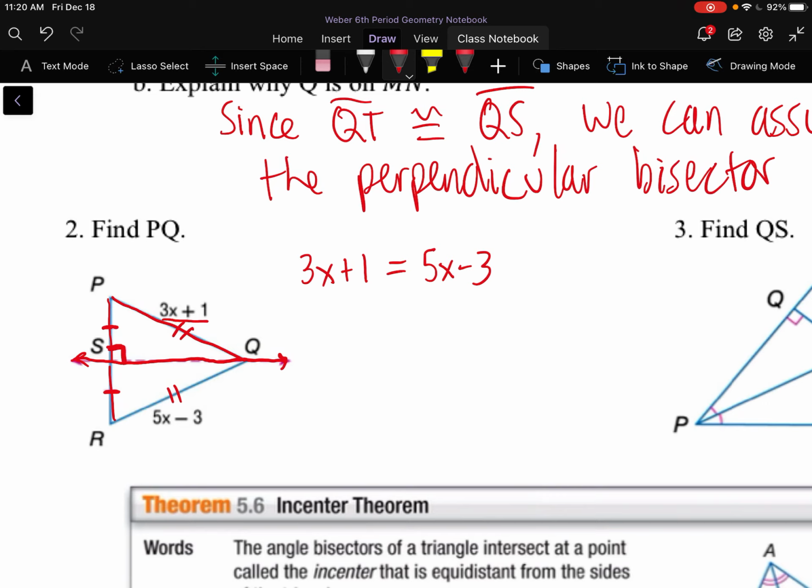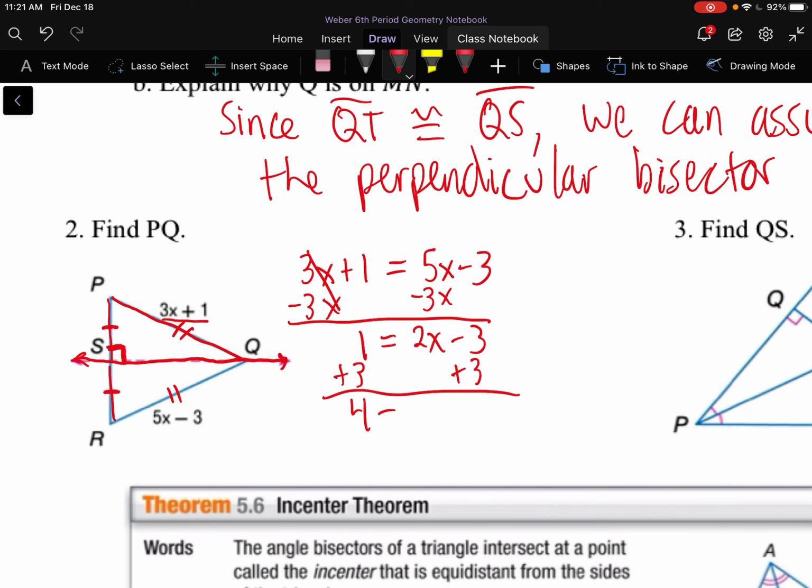Now we have an equation where we can solve for x. I'm going to subtract 3x from both sides. That will cancel. I'm left with 1 equals 2x minus 3. If I add 3 to both sides, I'm left with 4 equals 2x. If I divide by 2 here, x will equal 2.